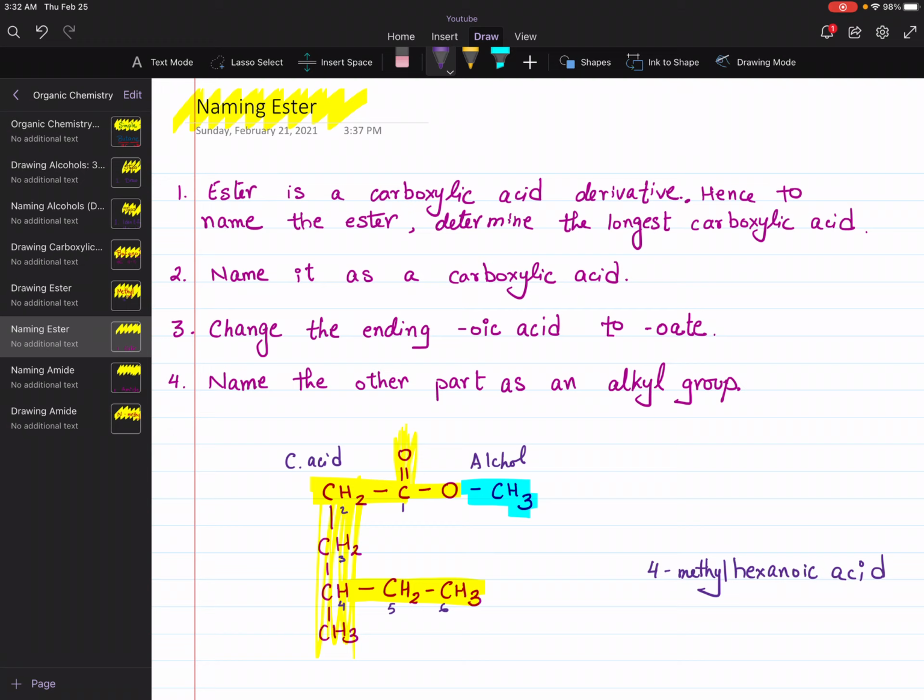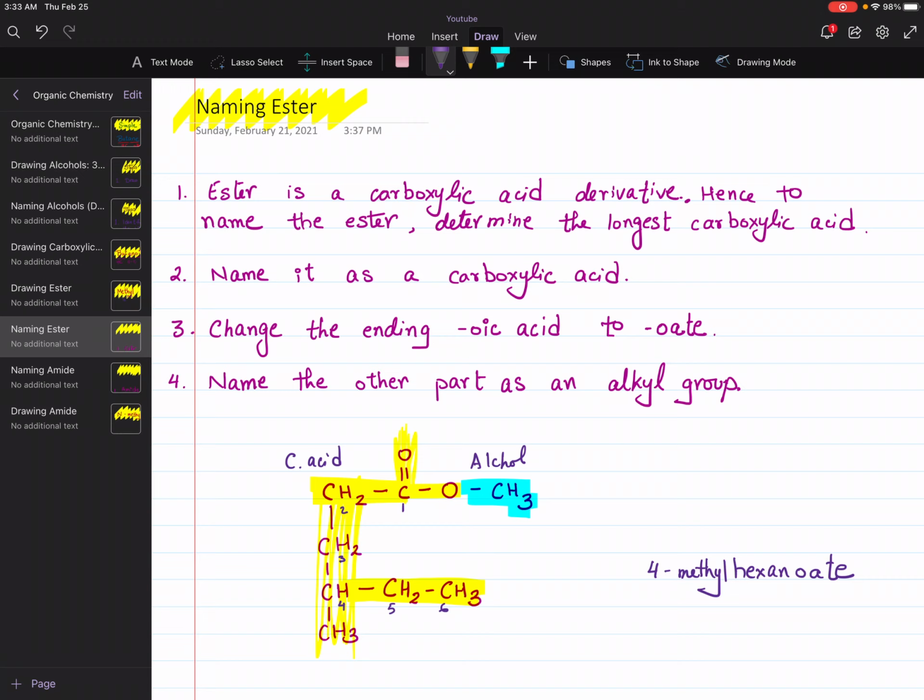We are naming this compound as a carboxylic acid first. Next step, step number 3, we will change the OIC acid at the end to OATE, representing that it is an ester. So the ending OIC acid is going to be changed to OATE, indicating that this is not a carboxylic acid, this is now going to be an ester.